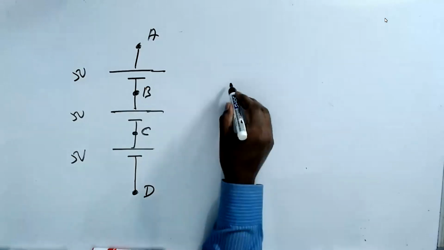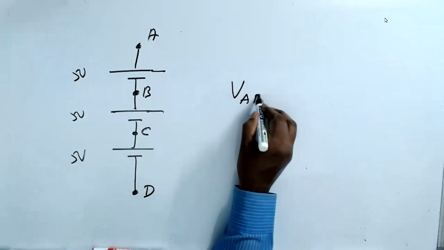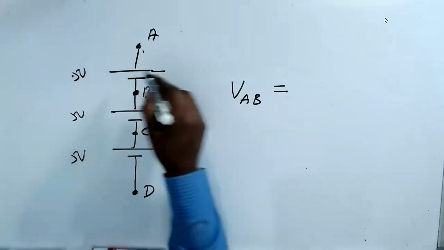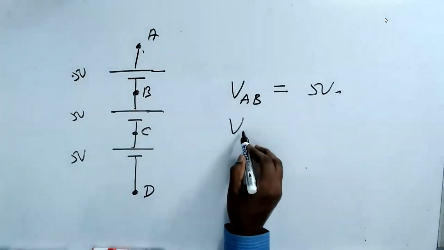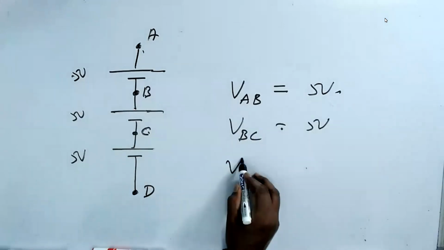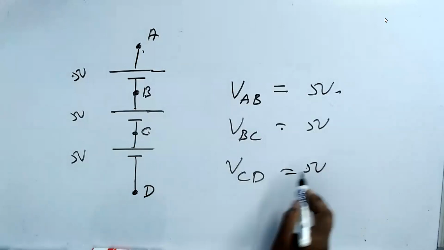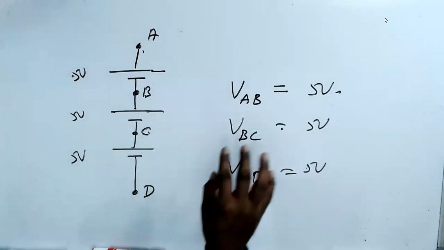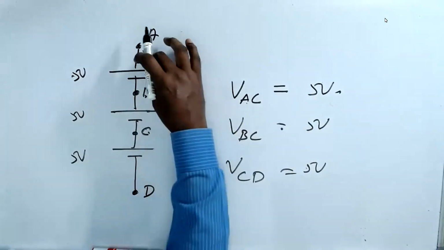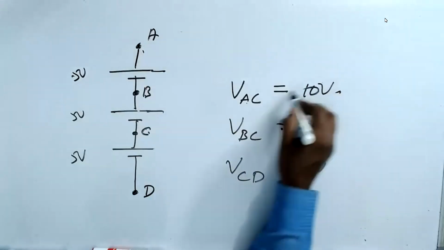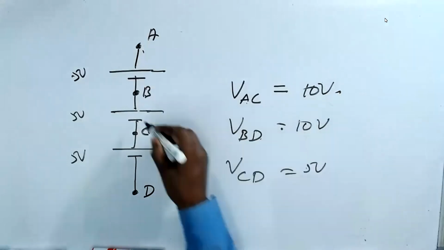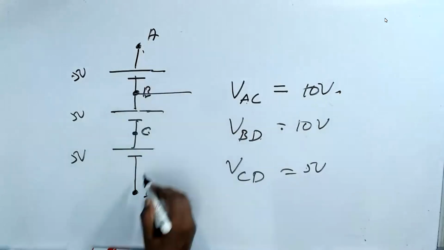Now, the beauty is, if I ask you the voltage between A and B, then you can say that VAB is 5 volt. The difference is 5 volt. What is B and C? Between B and C, there is 5 volt. VCD is 5 volt. Very simple. If I ask you what is A and C, 2 batteries. So 5 plus 5, 10 volts. If I ask you what is BD, you can say it is 10 volts because between the points B and D, there are 2 voltages.